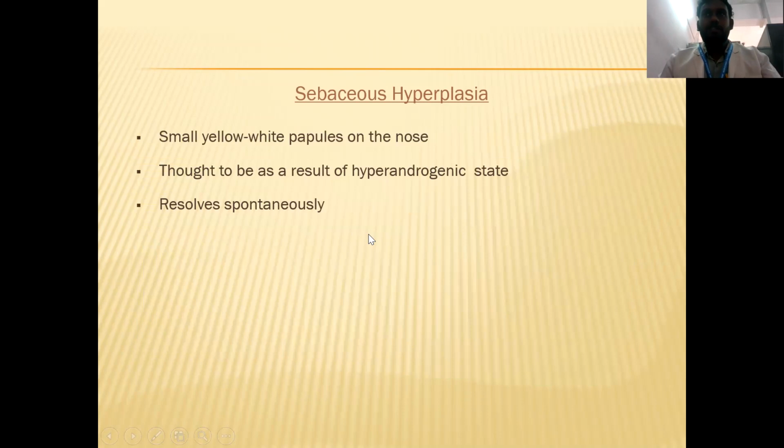The second physiological condition seen here will be sebaceous hyperplasia. It will present with small yellow-white papules on the nose, thought to be due to a hyperandrogenic state, and commonly it resolves spontaneously.